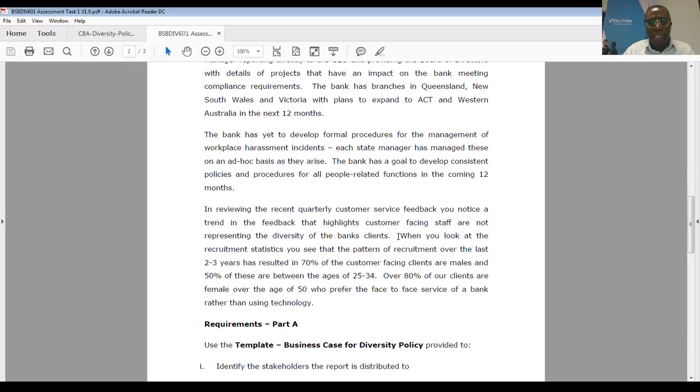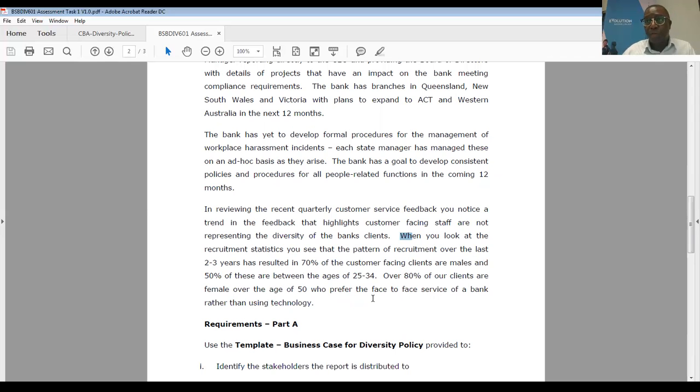So if you continue reading, it says, when you look at the recruitment statistics, you see that the pattern of recruitment over the last 2 to 3 years has resulted in 70% of the customer-facing clients being males, and 50% of those are between the ages of 25 to 34. Over 80% of our clients are females over the age of 50 who prefer the face-to-face service of a bank rather than using technology. Interesting dilemma that you've got.